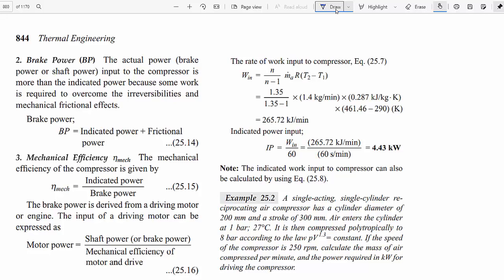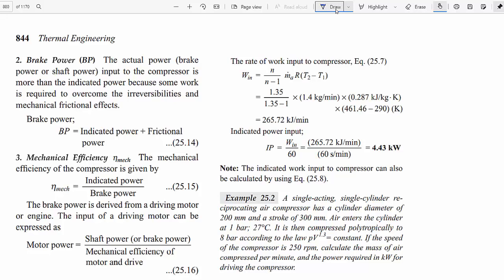Sorry, brake power is the input and indicated power is the output. Clearly, the brake power in the form of electricity is inputted and indicated power in the form of high pressure air is outputted. But there the indicated power is inputted and brake power is outputted. Therefore it is totally opposite. In an IC engine, indicated power equals brake power plus frictional power. But here brake power equals indicated power plus frictional power. Therefore mechanical efficiency equals indicated power by brake power. So indicated power is the output, therefore brake power is the input.